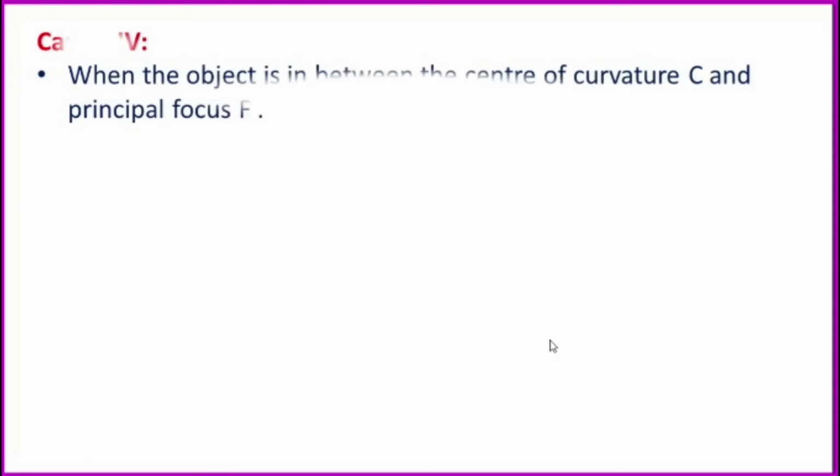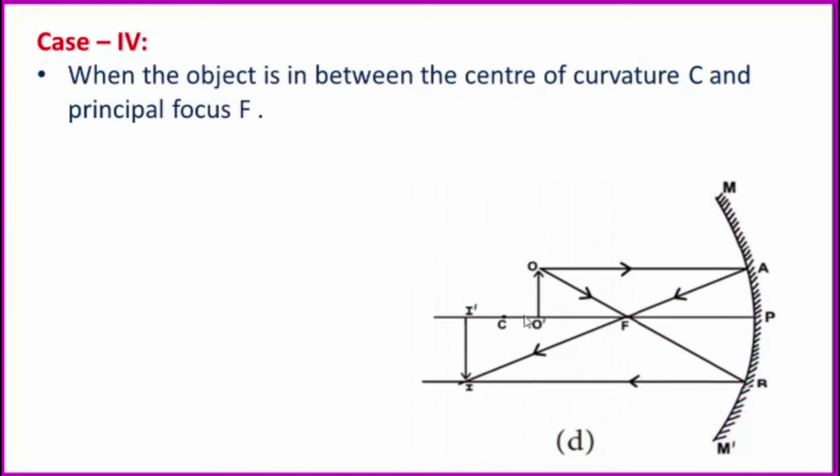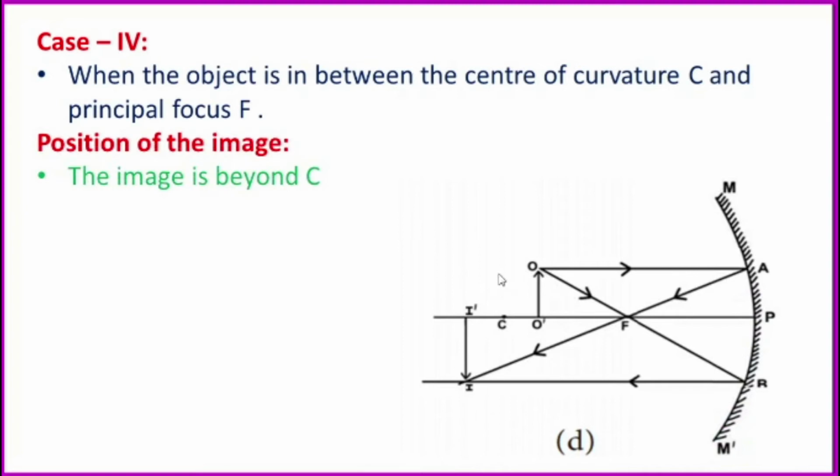Then we move to the case number 4. When the object is in between the center of curvature and principal focus. You see the diagram. In third case, we place the object at C. Now between C to F. C is center of curvature, then F is a principal focus. When we place the object between C and F, we get the image beyond C. In third case, we get the image at C. In this case, beyond C.